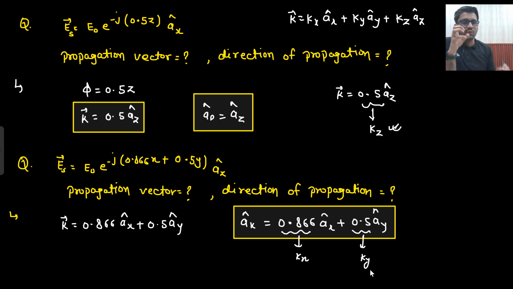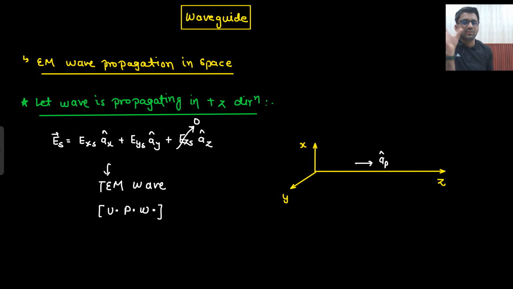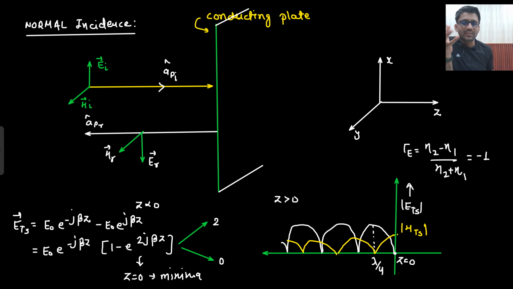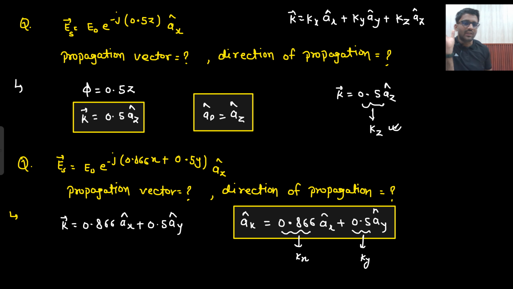We will make some conclusion out of it when we study waveguide. That's why we are revising all these things. That's the only thing which you need to revise from your EM wave. So even if you haven't studied EM wave, you will still get a basic idea of waveguide. So these were the things that you needed to revise. What was the last slide? In the last slide we calculated the propagation vector, also the direction of propagation.